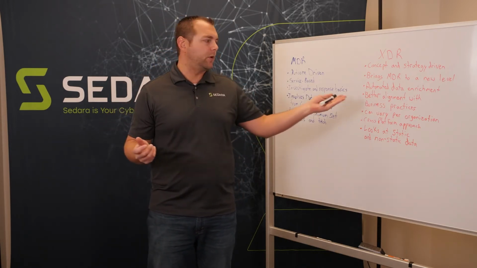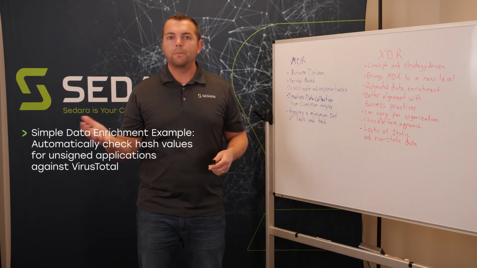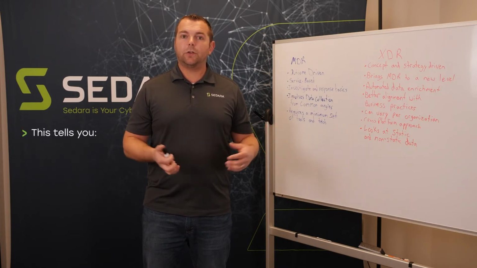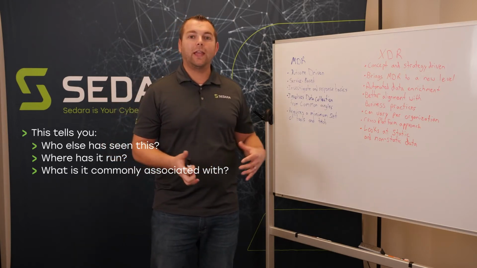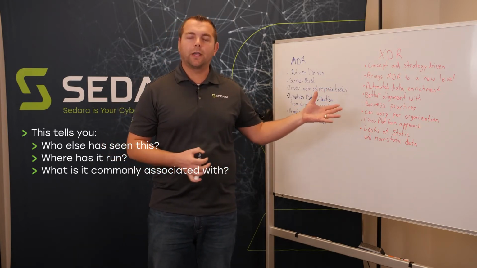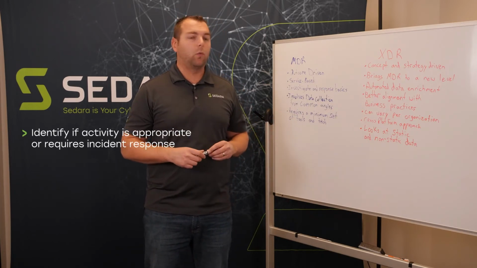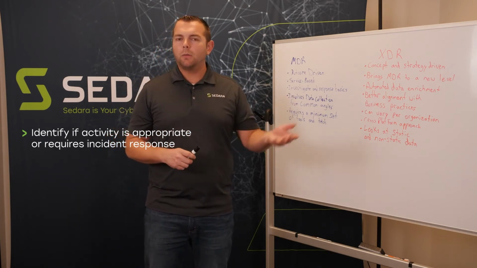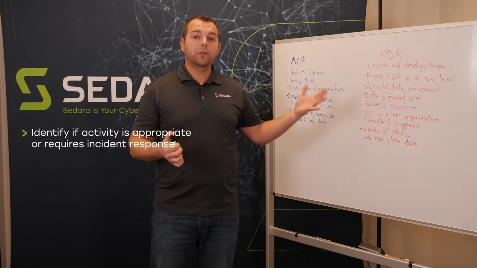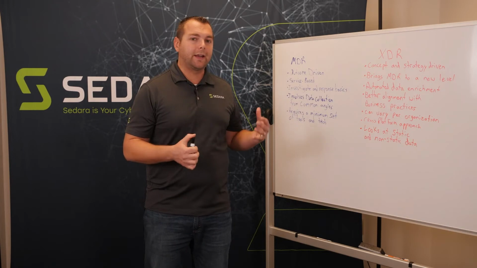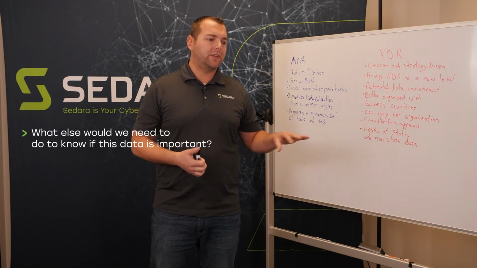So one of the very simple ones you could do is automatically checking hash values for unsigned applications against things like VirusTotal, which are going to tell you who else has seen this thing, where else has it run, what is it commonly associated with, and you can very quickly have a whole bunch of additional information about things that are running in your environment to help you identify if this is appropriate or if it warrants invoking a response mechanism such as blacklisting the hash or isolating the device or things of that nature. So those are very simple, but this can also get very, very complex in the data enrichment, and it's really about thinking about all the data you're collecting and understanding what else would we need to do to know if this data is important.